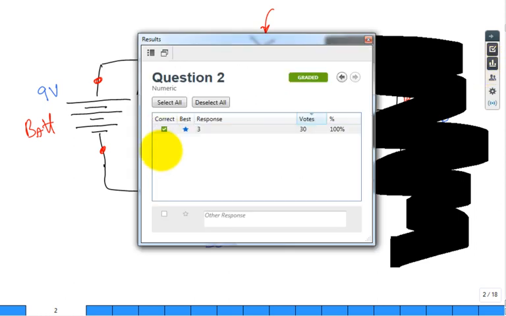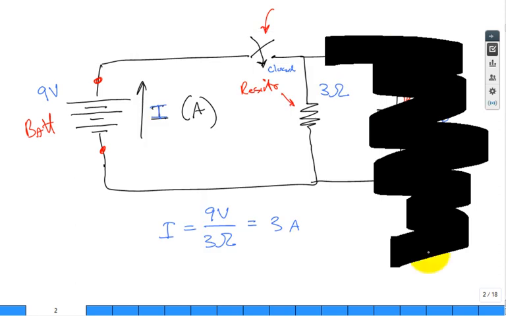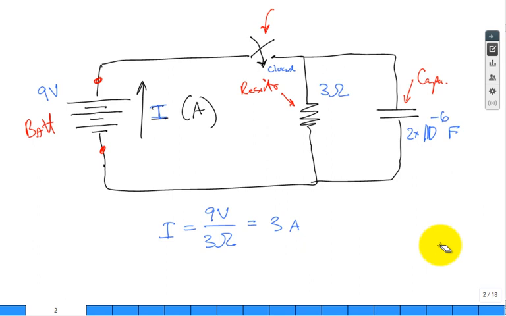So 100% of the 30 people, is that right? That's pretty good. I'm amazed. That's a lot better than I've seen in the past. So now the next part is I take the switch after it's been closed for a long time and I open it.